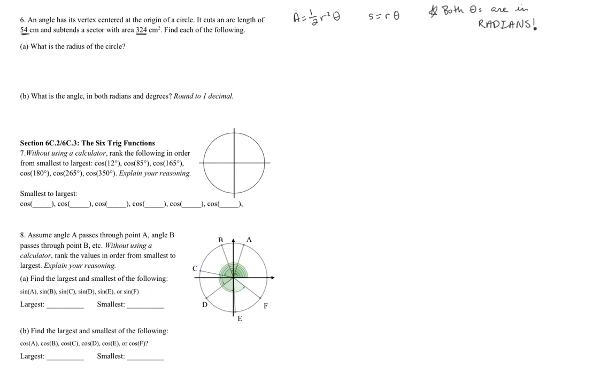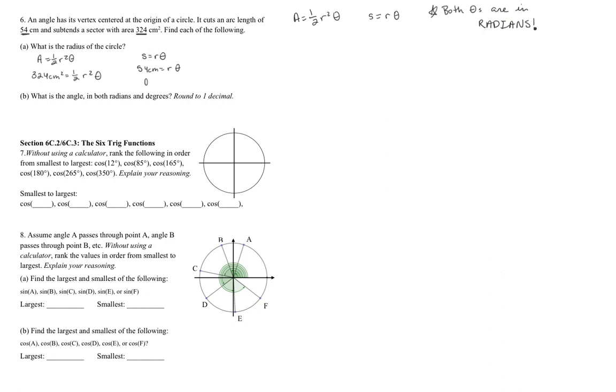Okay, so we're being asked, what is the radius of the circle? So we are going to actually use both formulas for this. So we're going to use A equals 1/2 r squared theta, and we know that 324 centimeters squared is equal to 1/2 r squared theta. So we have two unknowns in this, right? So if we know s is equal to r theta, and we know s is 54 centimeters, equal to r theta, we can find r in terms of theta, or theta in terms of r.